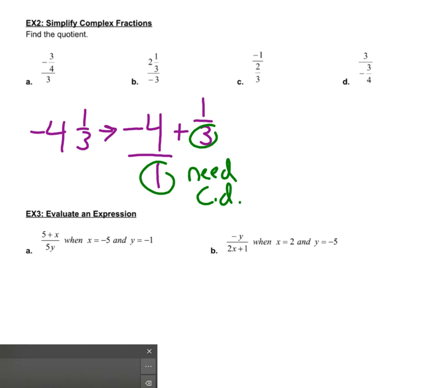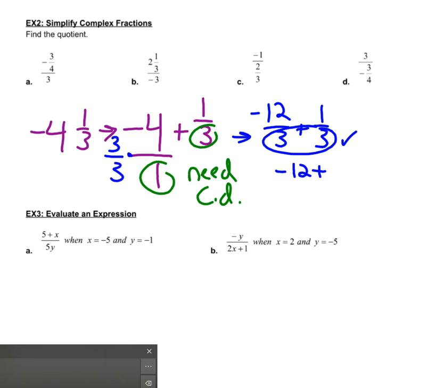So let's multiply negative 4 over 1 by 3 over 3. So we get negative 12 over 3 plus 1 over 3. We've got that same common denominator. So we've got negative 12 plus 1 all over 3, negative 11/3. Whew, and that was just changing it into an improper fraction. That wasn't even the actual problem.